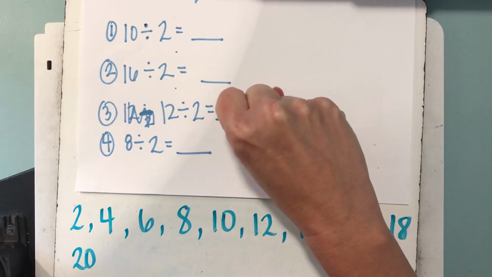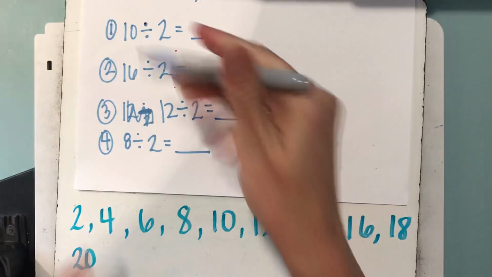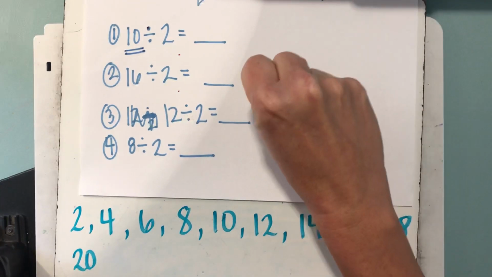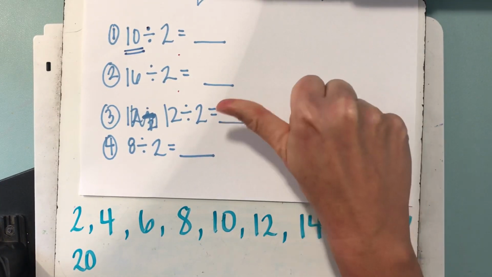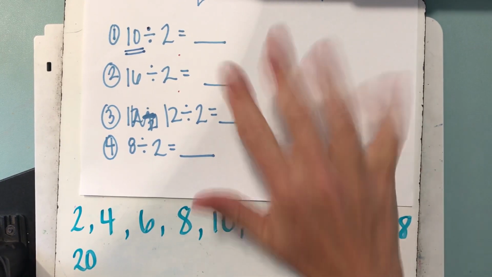We hold our fists together and we start. 2, and we need to get to 10, right? We need to get to the total 10. That's our goal. We're going to skip count by twos. Ready? Fists together. 2, 4, 6, 8, 10.